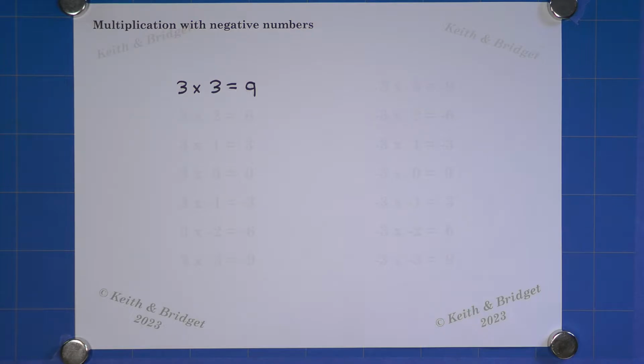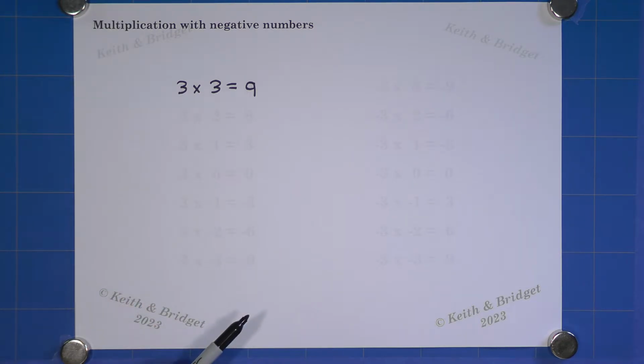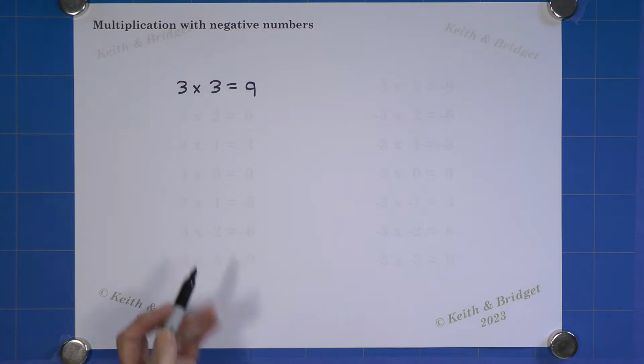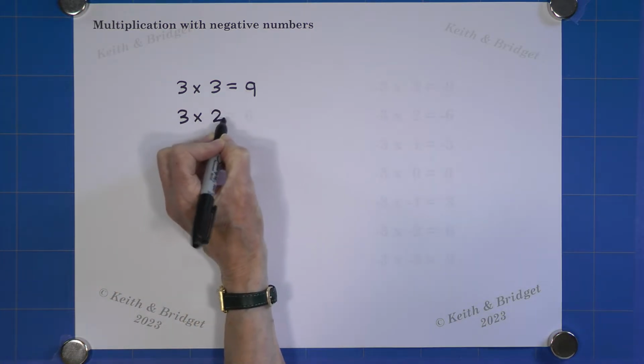I could just tell you the rules, but if you've got nothing to back them up with, they're easily forgettable. I'm going to show you a way of recreating those rules, which is also a useful mathematical technique to apply in other situations. So we're going to want to make one of these negative. So we're going to go through a sequence where we make one of them gradually smaller.